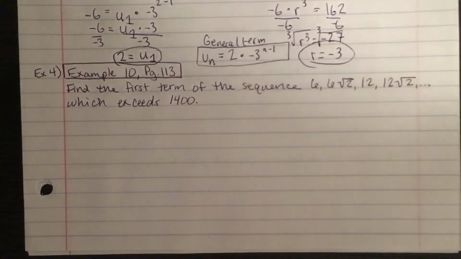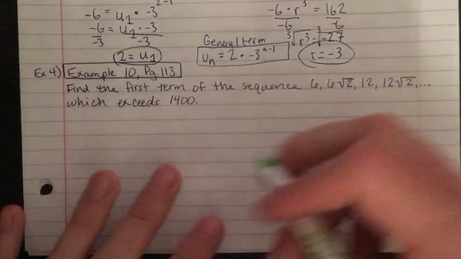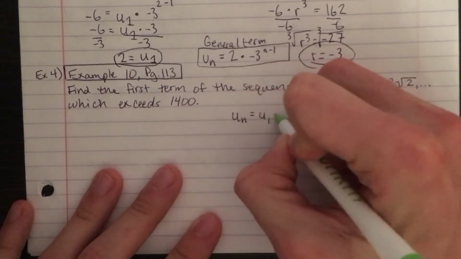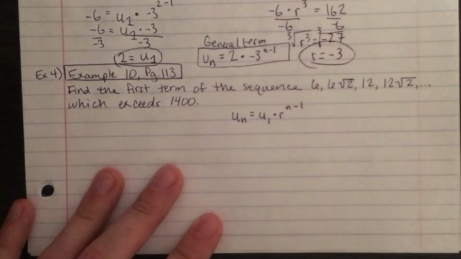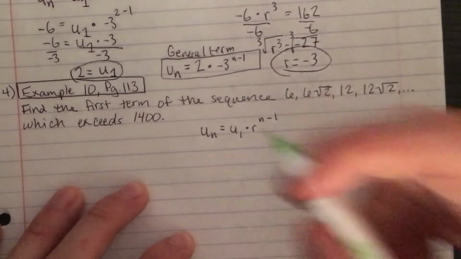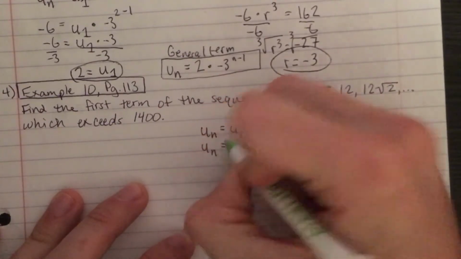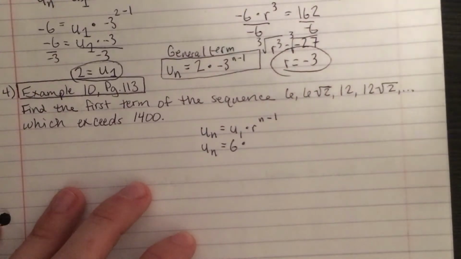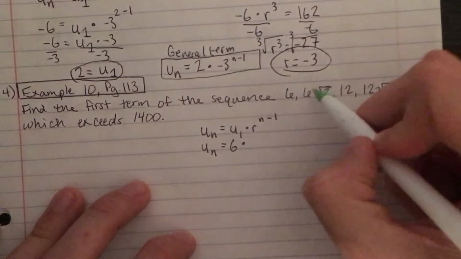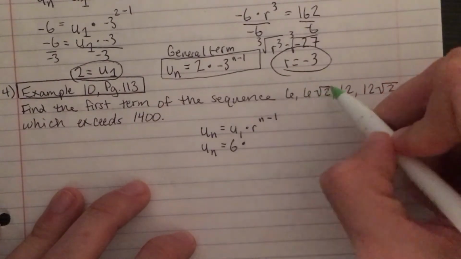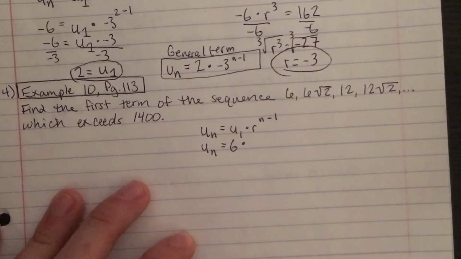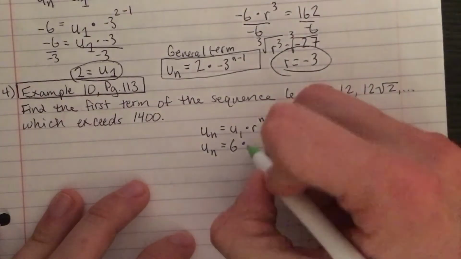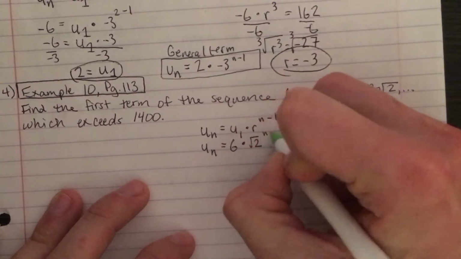To do that, we've first got to write a general term, a formula for the general term, a times r to the n minus 1. So the first term here is 6. Then look at this and think to yourself real quick, what do we multiply 6 by to get 6 times the square root of 2? Hopefully you're like, well, you just multiply by the square root of 2, and we've got n minus 1.